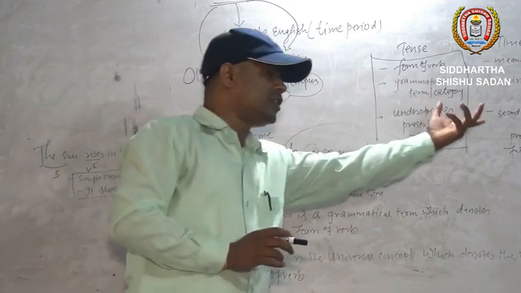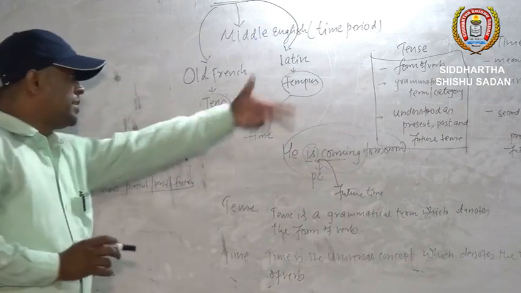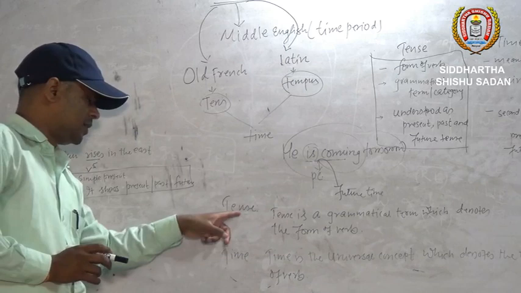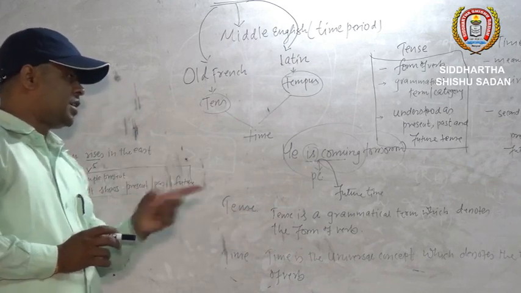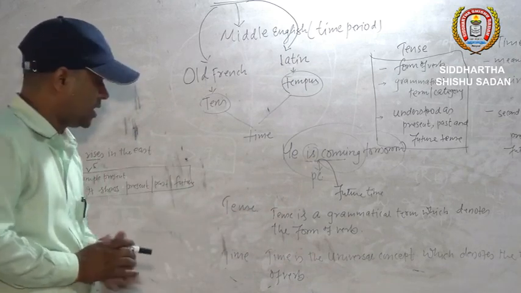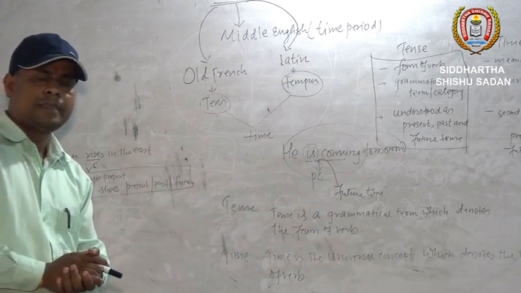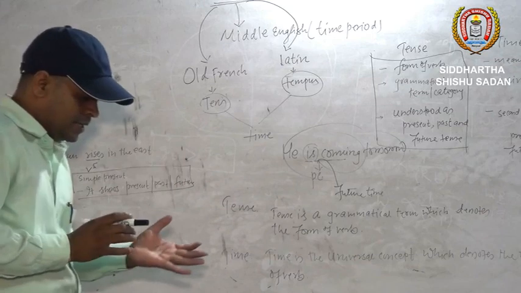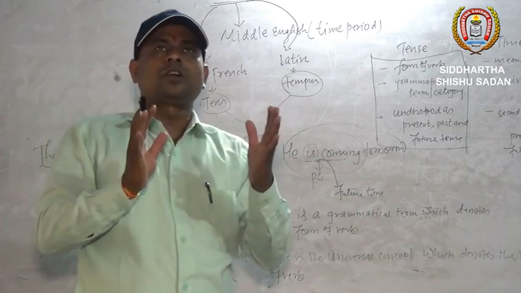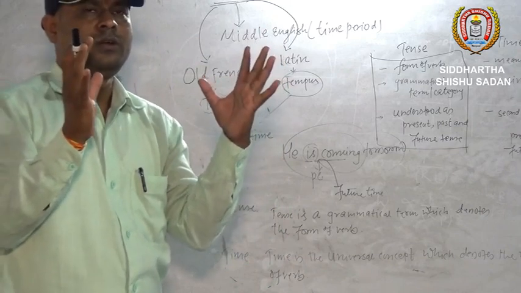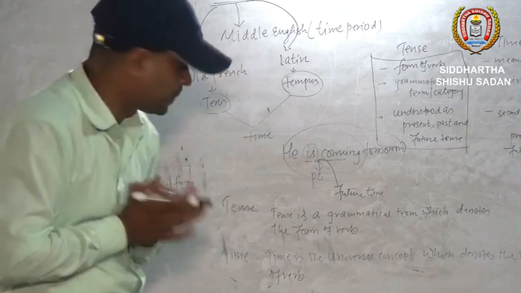On the basis of these differences, we can infer the definitions here. The definition is: tense is a grammatical term which denotes the form of verb, whereas time is a universal concept which denotes the meaning of verb. Okay, then we'll talk about its tense kinds there. How many kinds of tense are there?